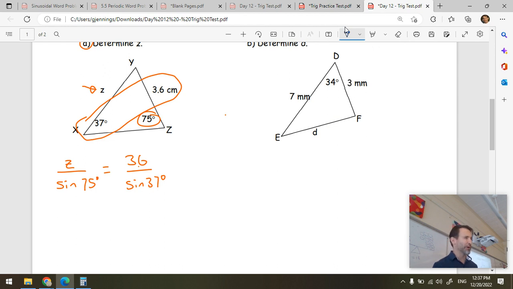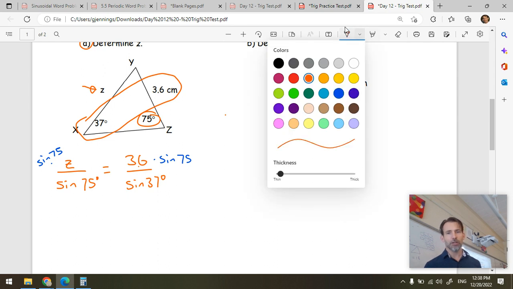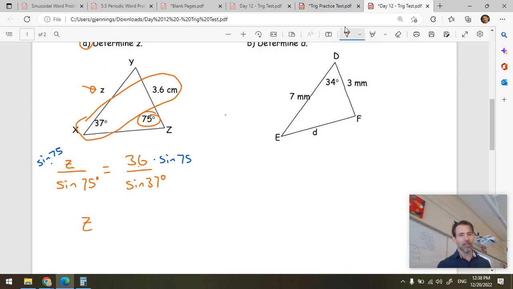Here we're dividing by some number. That number happens to be sine 75. So I'll multiply both sides by sine 75. And you will get, not 70.5, 75. There we go. And then you will get an exact expression for z. Z, because this cancels. That's why we multiplied, because we were dividing. The opposite of division is multiplication. So we want to get that cancellation. So z is equal to 3.6 multiplied by sine 75, all divided by sine 37.